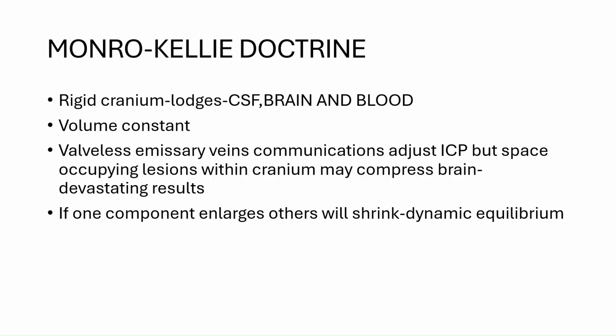Now before we proceed to the facial skeleton, we can see the Monro-Kellie doctrine. As we know, the neurocranium or brain box is a rigid box and the volume is constant. It is lodging CSF, brain and blood. So to maintain a dynamic equilibrium, if any of these three increases, the other two have to decrease in volume or size.